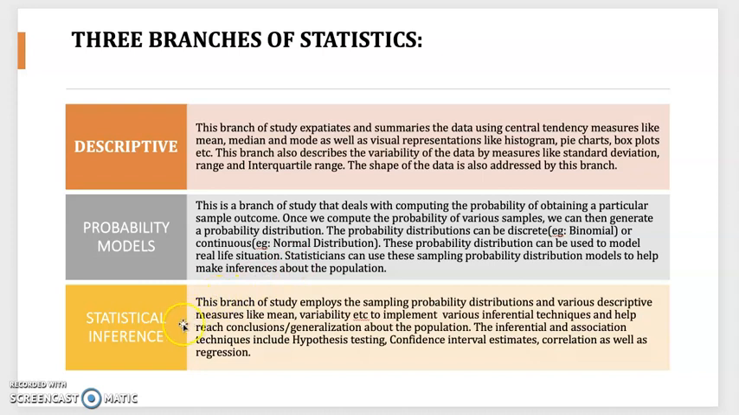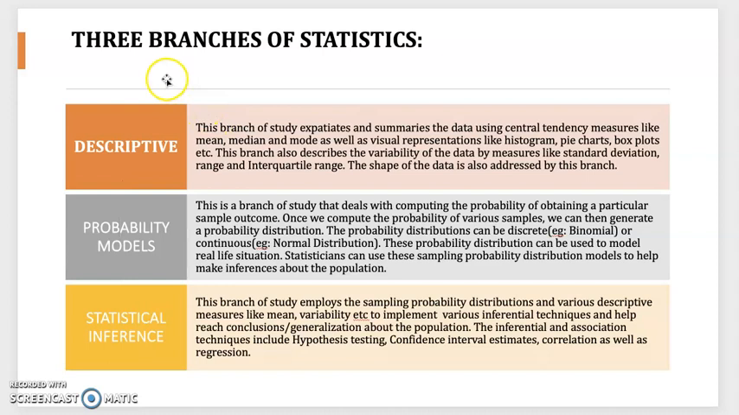Afterward, the last branch is statistical inference. This branch employs the sampling probability distribution and the various descriptive measurements. We can implement various inferential techniques that help to reach conclusions and generalizations about the population. The inferential and association techniques include hypothesis testing, confidence level estimates, and correlation as well as regression.